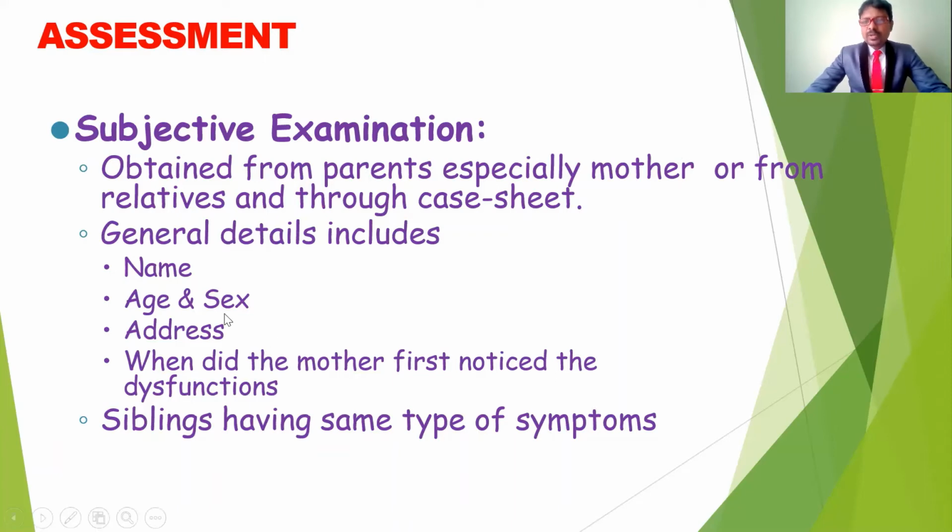And also we have to know the gender, male or female, because some types of cerebral palsy are more common in males and females. Especially in the last class we discussed that in most cerebral palsy cases, the percentage is higher in males than females. And also the address, for communication purposes, so we have to know all the details. And when did the mother first notice the dysfunction?